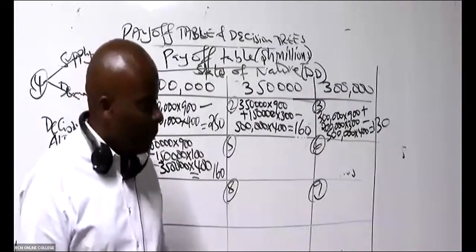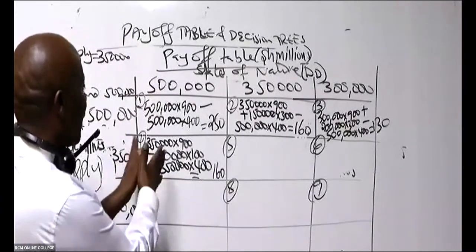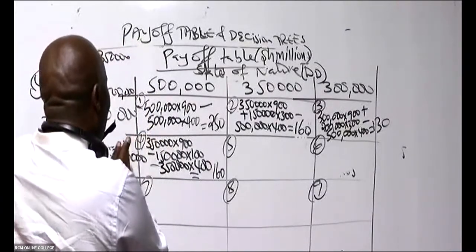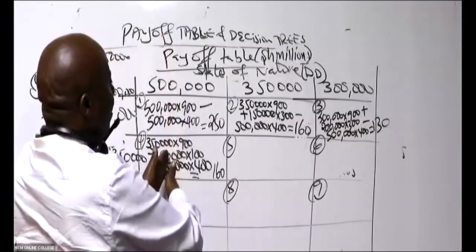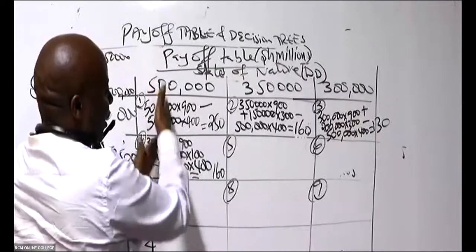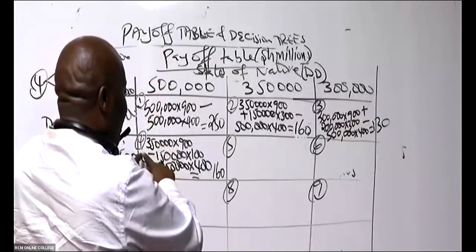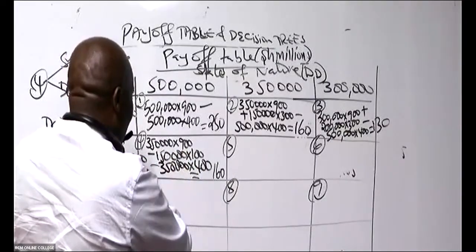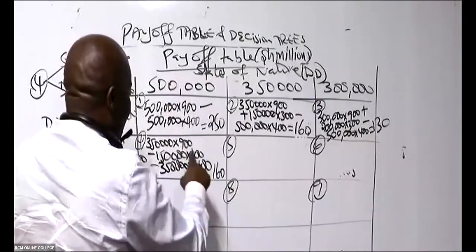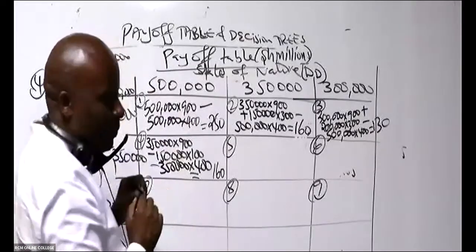Okay, look at this. I'm looking at number 4. Number 4, the supply here is 350. The demand for number 4 is 500. You should be able to see the intersection. This one here, the intersection. Intersecting 350 and 500. 350 is supply, 500 is demand.